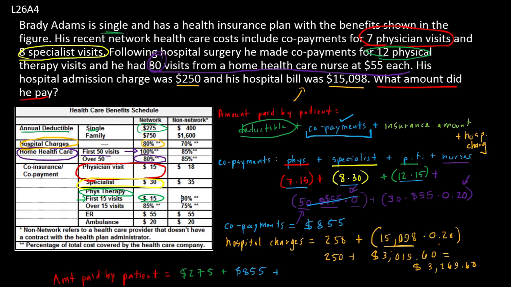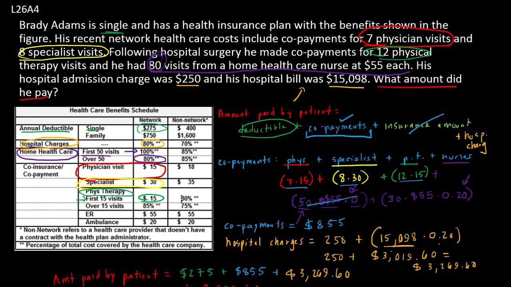No insurance amount was mentioned in this case, so there's no need to use that one. And finally, we add our hospital charges of $3,269.60. All right, so we take the total of those three numbers and we find that the amount paid by the patient was $4,399.60. So this is a long one and it was kind of tricky.